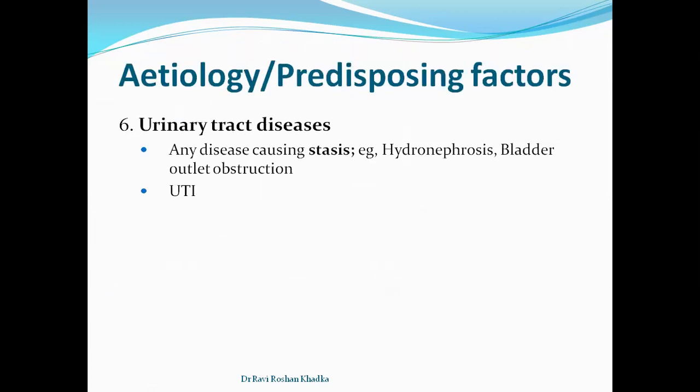There are some urinary diseases, basically any disease that causes stasis. Stasis means decrease in flow of urine. That can lead to stone formation. For example, this is the kidney. You can see over there.